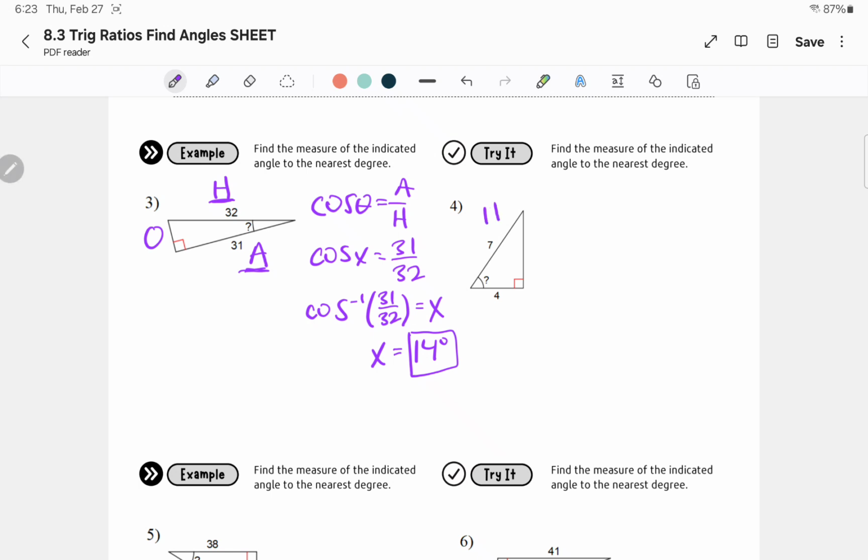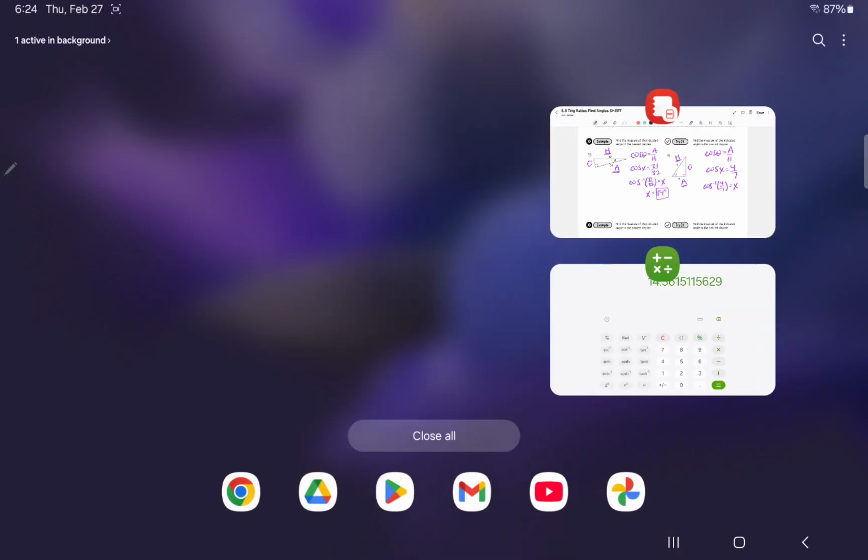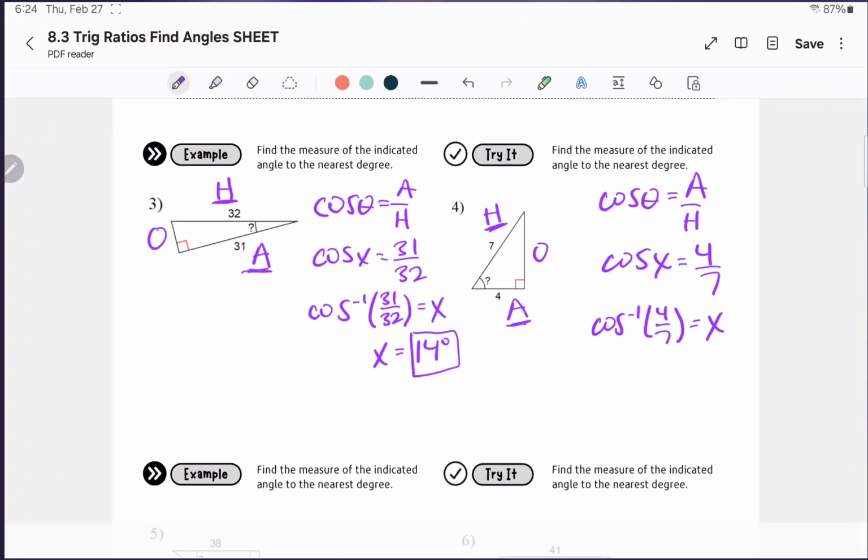All right, so this is going to be H, O, A. They're giving us A and H, so we're going to be using cosine again. Theta is X, A is 4, H is 7, and I'm going to use inverse to get X by itself. Okay, once I get X by itself, this is what I'm putting in the calculator. Inverse cosine 4 divided by 7, and this is 55 degrees.